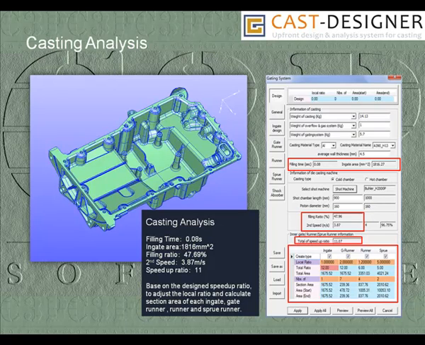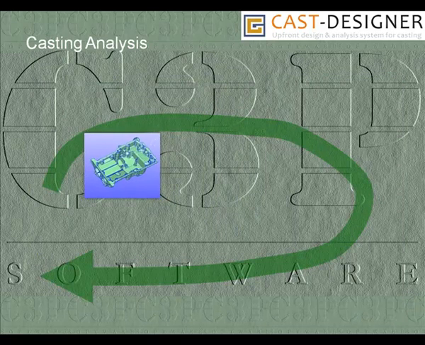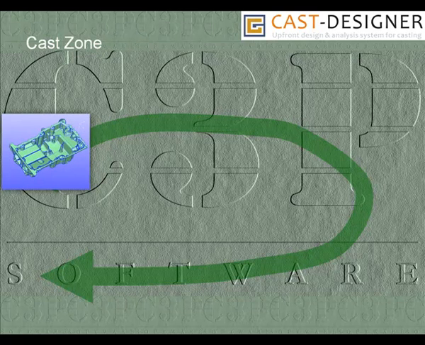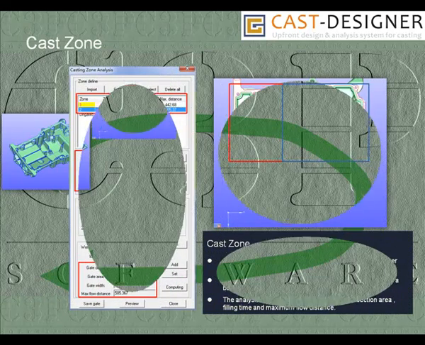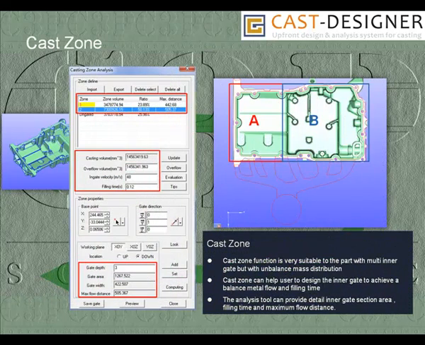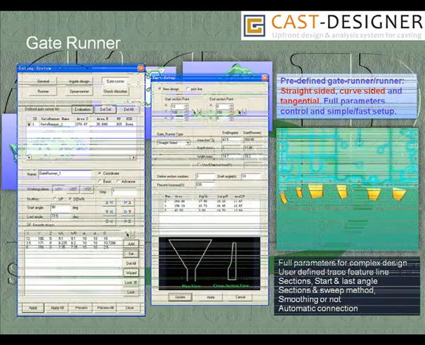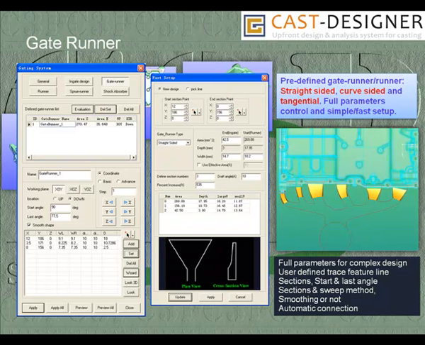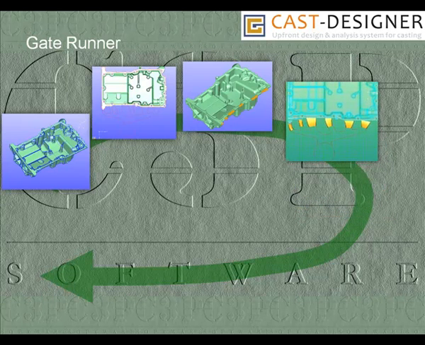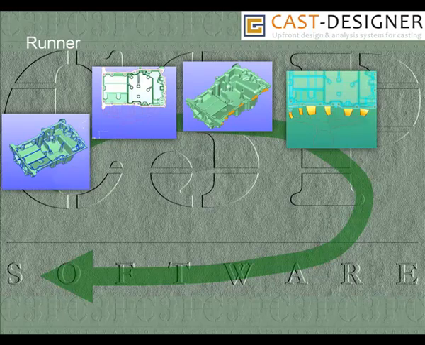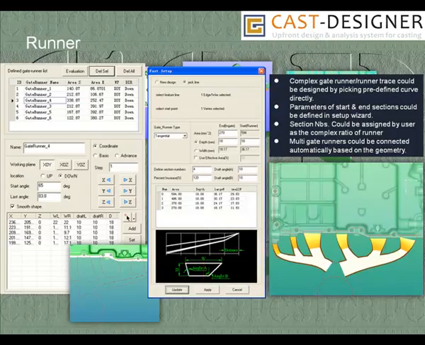In this example, for a casting oil panel, after the user inputs the casting weight and thickness, the system will calculate the optimized filling time and inner gate section area. Also, the system can help select the casting machine. Casting zone is also a unique function of CastDesigner for multiple inner gates to balance the metal flow. For gate runner and runner design, many industrial styles, such as straight-sided runner, curved-sided runner and tangential gate runner, are predefined in CastDesigner. It has full parameter control and is easy to set up.